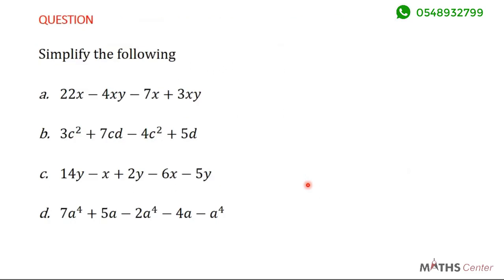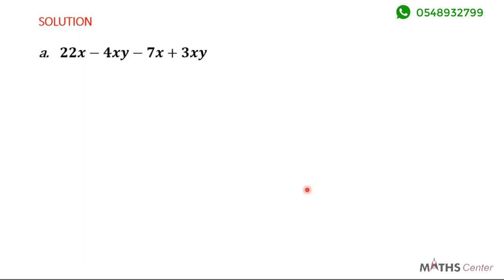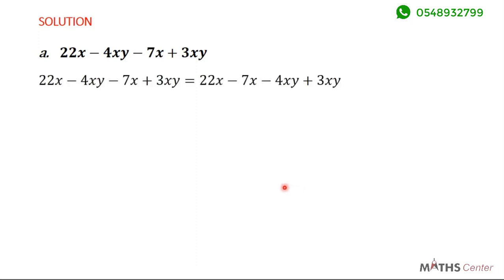Now let's take some more examples and get conversant with this. We have been told to simplify the following. We have been given a, b, c, and d. So let's begin by simplifying a. A is 22s minus 4sy minus 7s plus 3sy. As we saw in the previous slide, the first thing we must do is to group like terms. Clearly the like terms are 22s and 7s. Then minus 4sy and 3sy are also like terms.